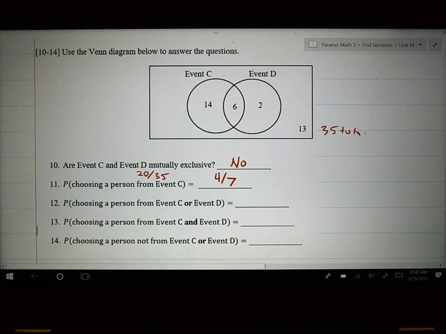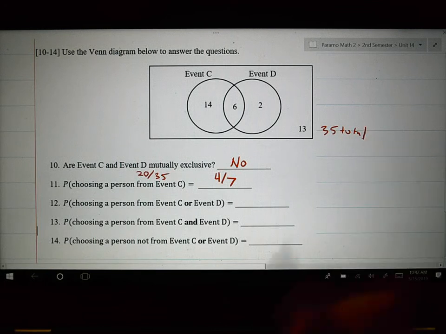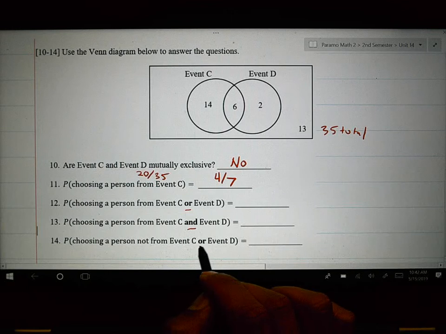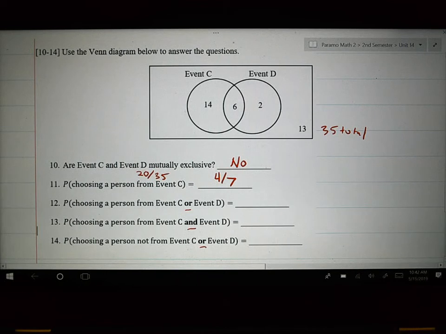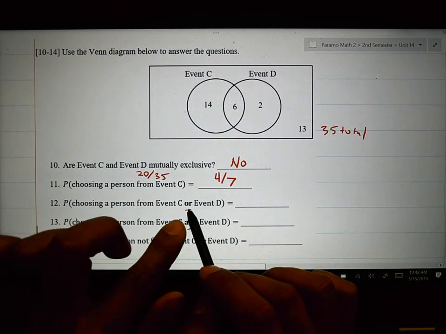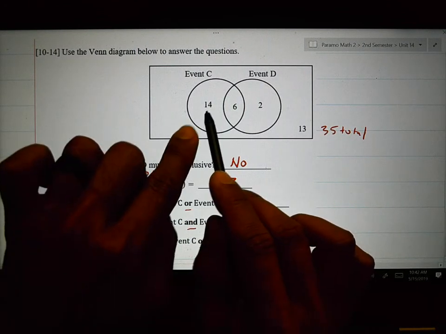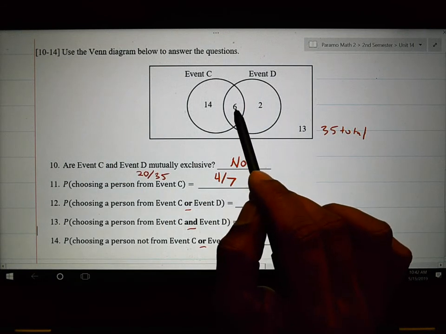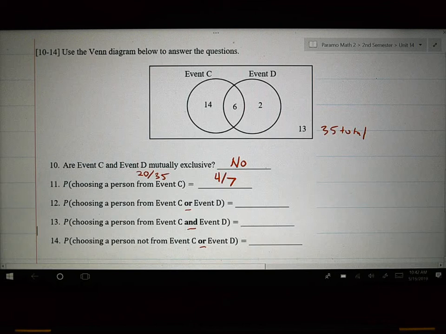I think that's the easiest way. Then they start getting into these words that you really need to pay attention to, the and the or questions. And means both, or means you can add them up separately. Think of it like this. Choosing a person from event C or event D. The people in both are also included in that.